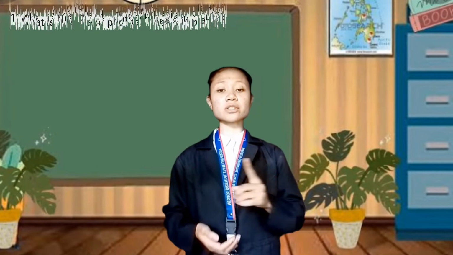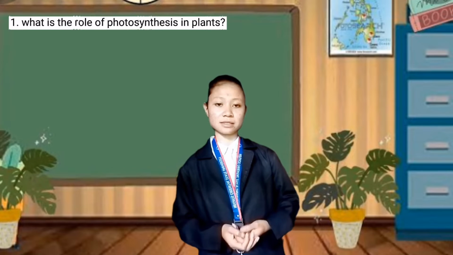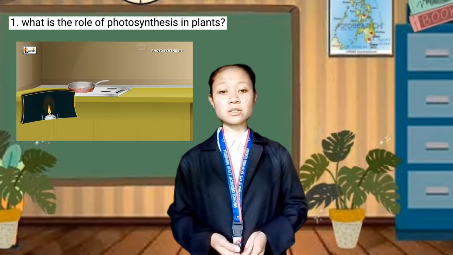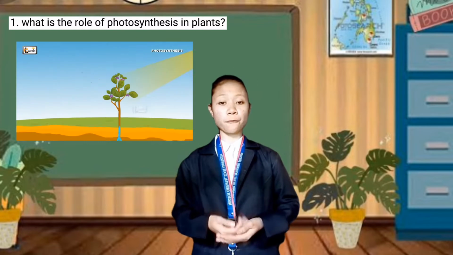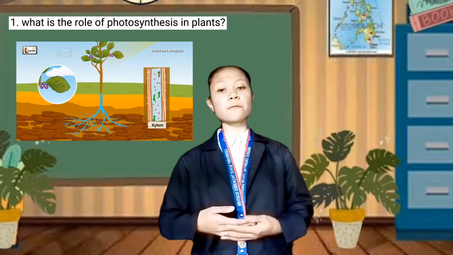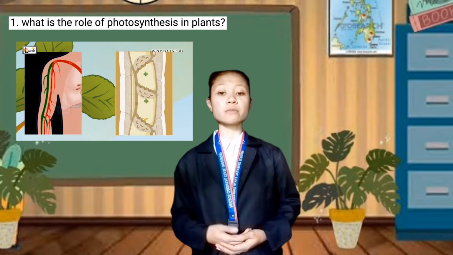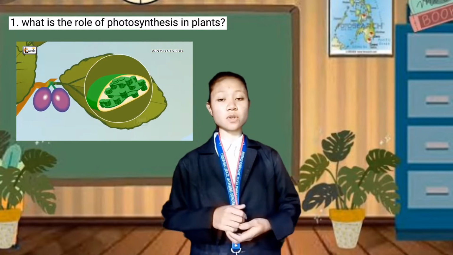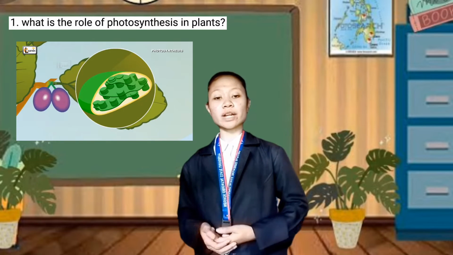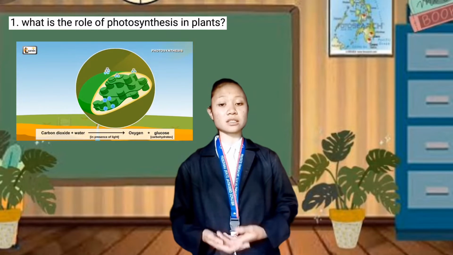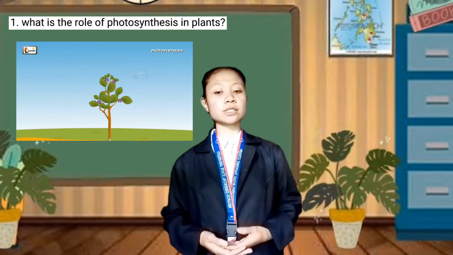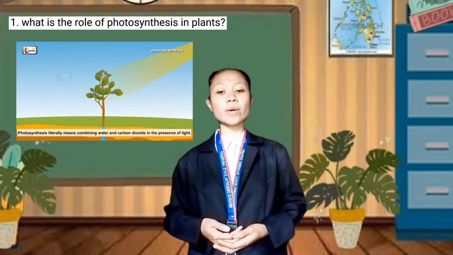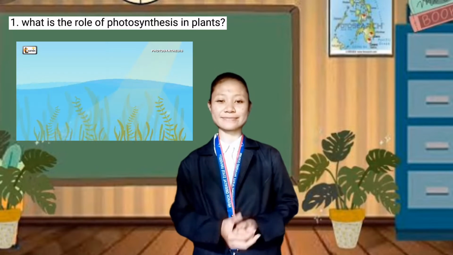Question one: what is the role of photosynthesis in plants? Plants produce their own food. They use the process of photosynthesis to transform water, sunlight, and carbon dioxide into oxygen and simple sugars that the plant uses as fuel. These primary producers form the base of an ecosystem and fuel the next trophic levels.